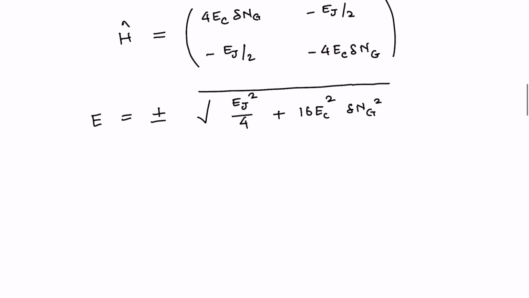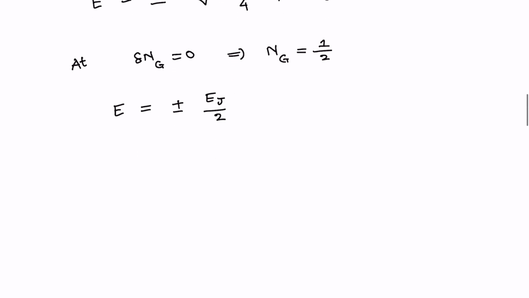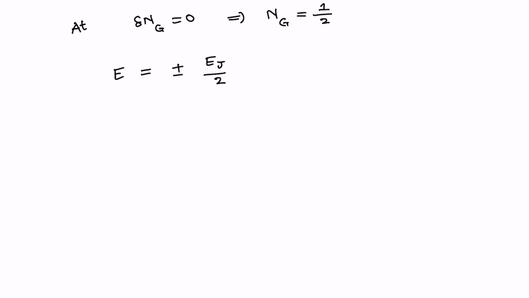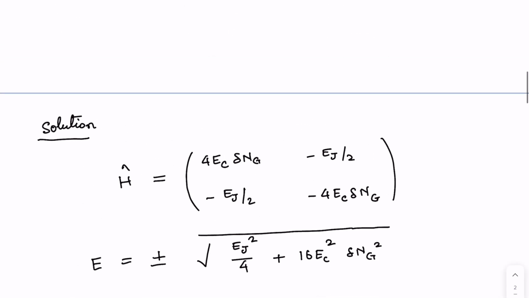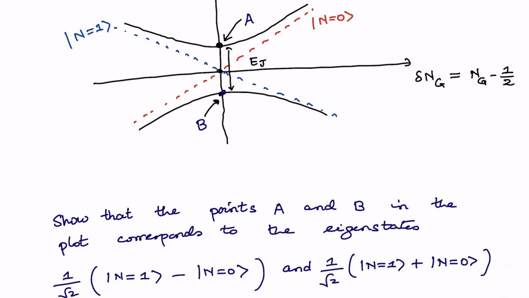Now at delta Ng equal to 0, that means when we are taking Ng equal to 1/2, we are going to have the energy eigenvalues as plus minus Ej by 2. Now let's find out the eigenstates. I hope you are getting why we are doing that, because delta Ng is equal to 0 at this point. This is the degeneracy point here. At this point, as you can see here, delta Ng is equal to 0.